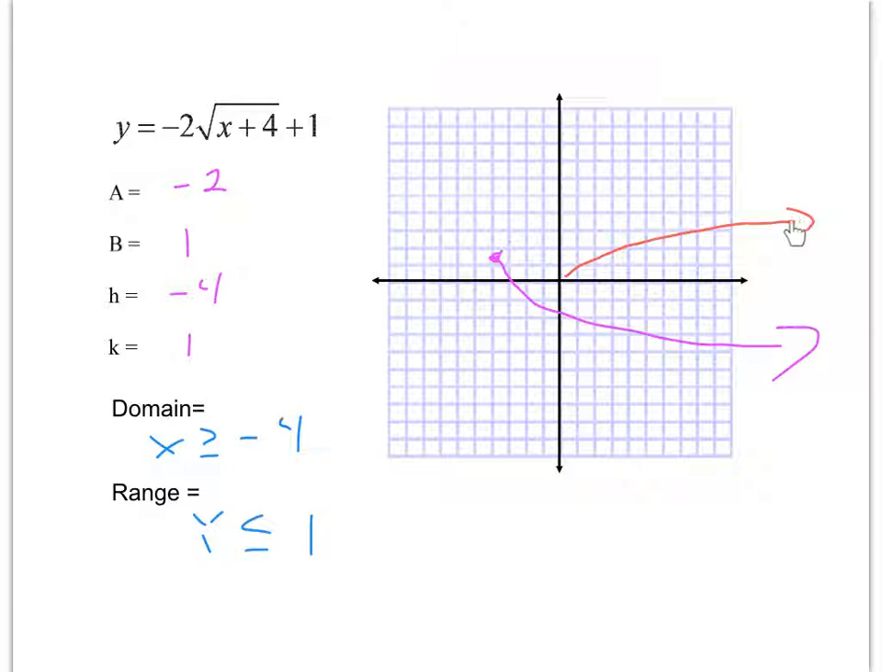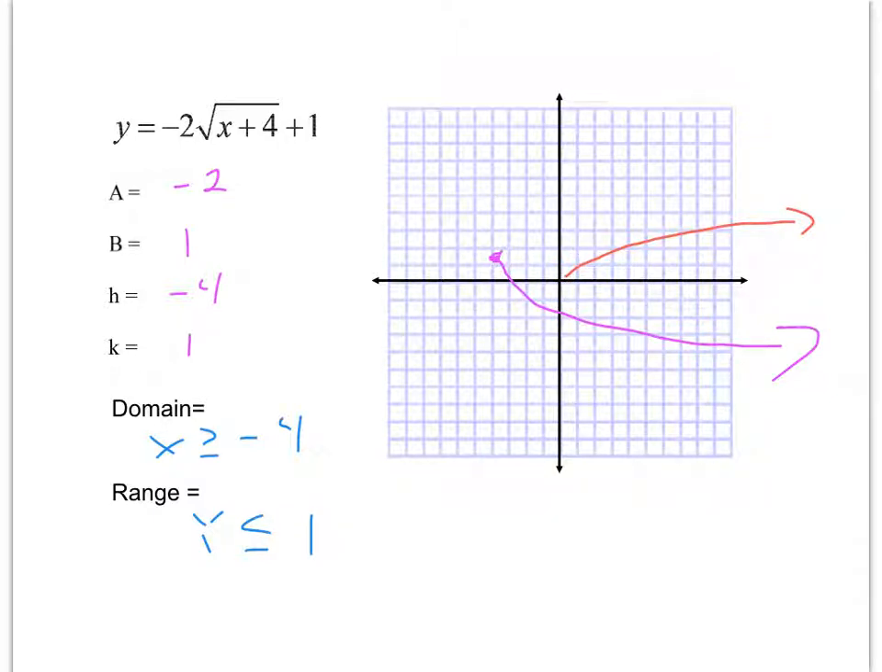Here's our parent radical function. What happens to this graph? Well, my critical point goes to the left 4 and up 1. So my critical point is right here at -4, 1. It's like my vertex when I'm doing an absolute value or a quadratic function. My critical point goes left 4 and up 1.